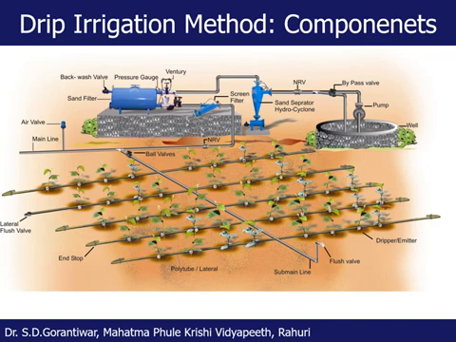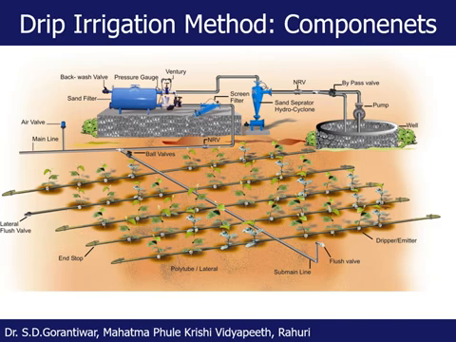normal emitters which are available, unless someone tells you that this is a PC emitter, those are NPC emitters, in which case the discharge varies as per pressure, and as pressure is more at the head and less at the tail, you will get a discharge difference. If this discharge difference is large, then we have to limit the lateral length or increase the lateral diameter in order to keep the discharge variation within the acceptable range of 5 to 10%, so that we get a uniformity coefficient or emission uniformity of more than 90 to 95%.